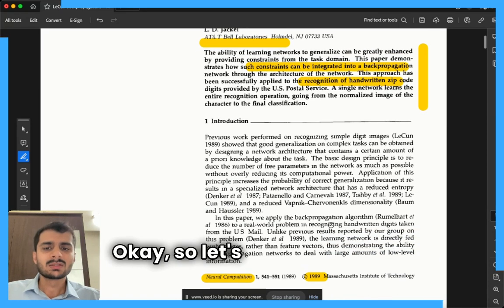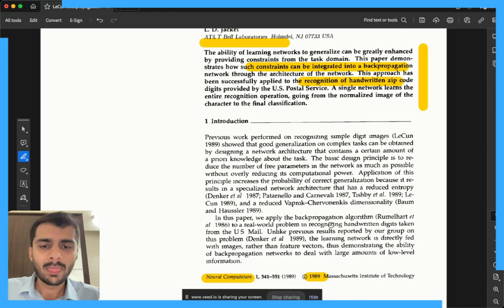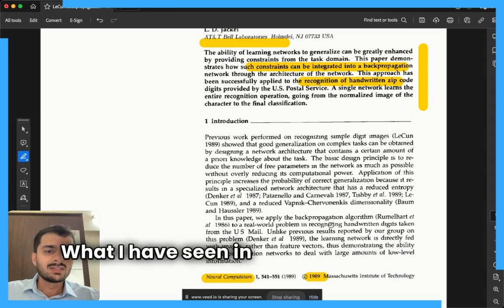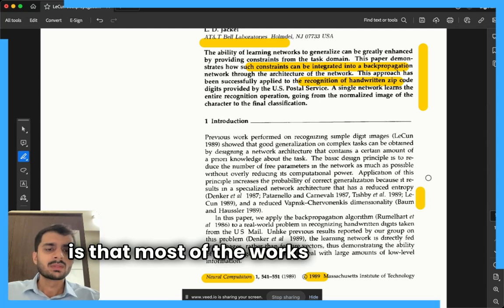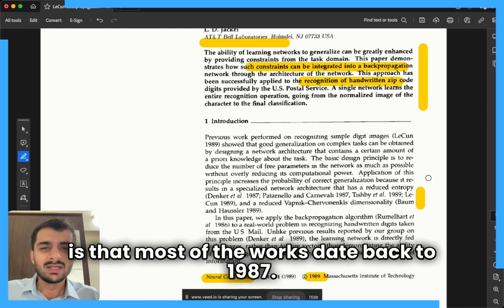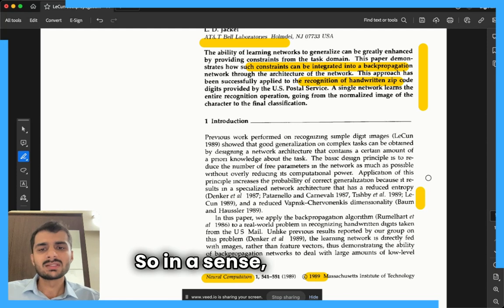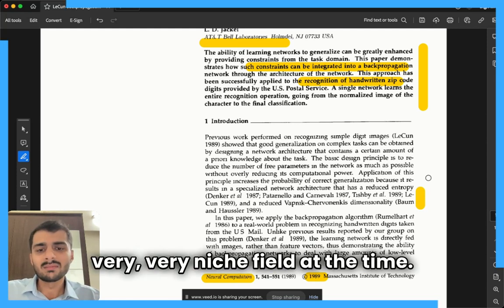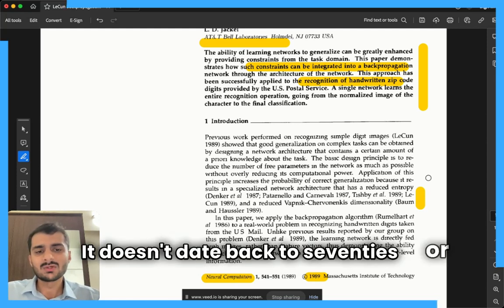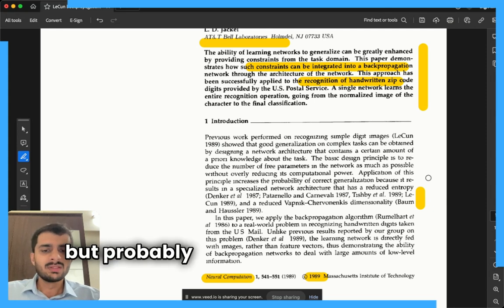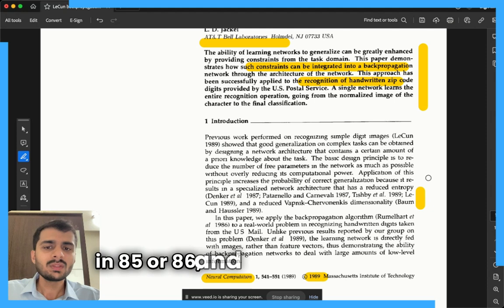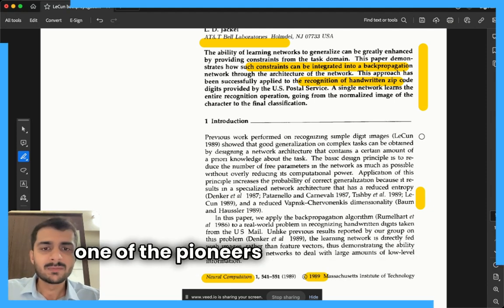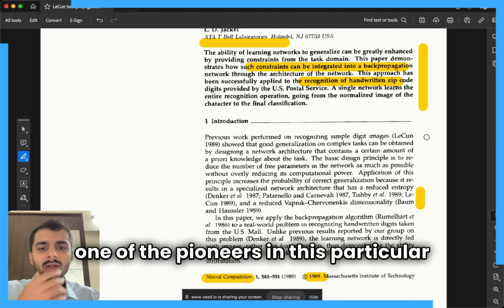Okay, so let's go through the introduction. What I have seen in this introduction of this particular paper is that most of the works date back to 1987. So, in a sense, this was a very, very niche field at the time. It doesn't date back to the 70s or 60s, but probably the research around this space started in 85 or 86. And these guys were one of the pioneers in this particular field.